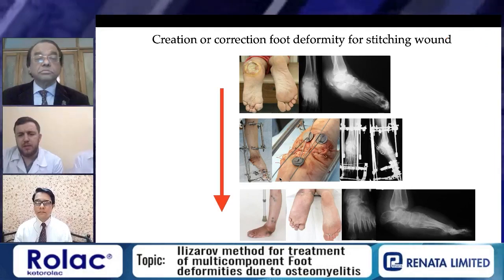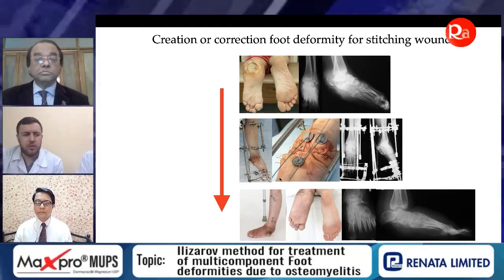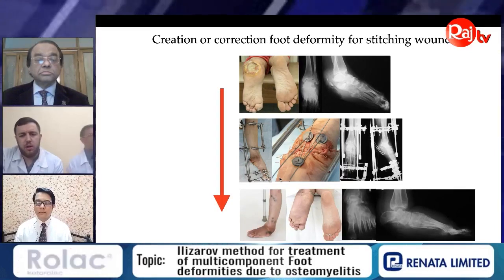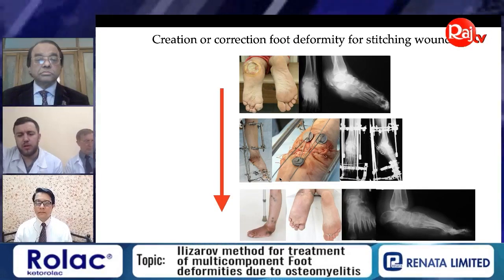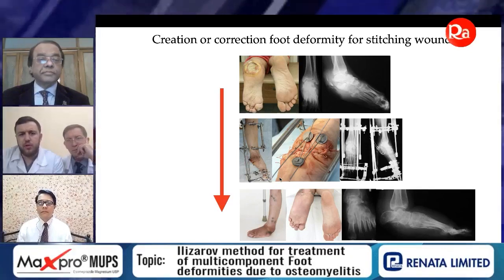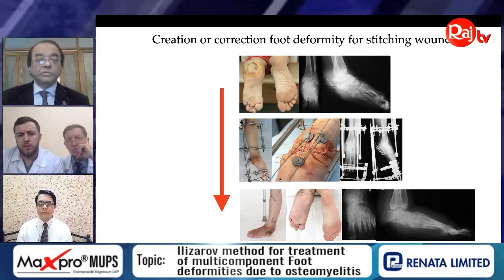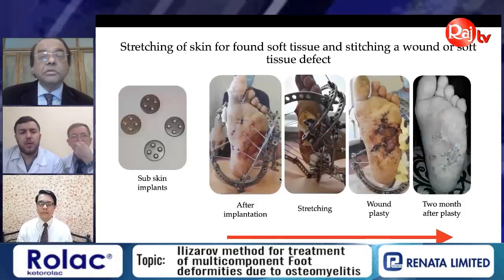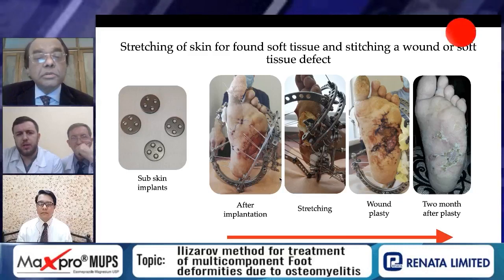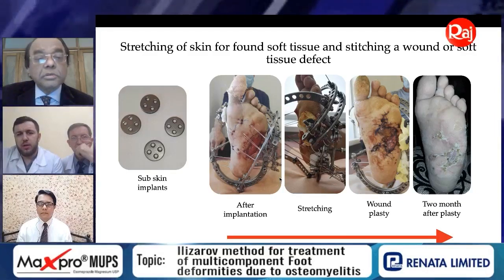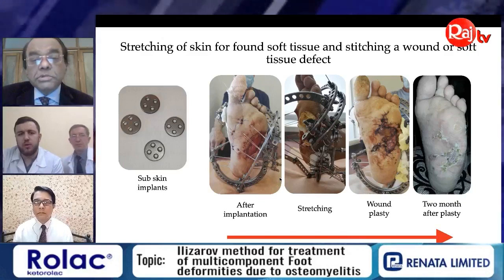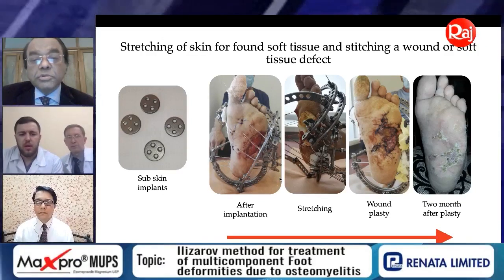And after that, after healing soft tissue, after healing the wound, we gradually made a correction of the deformity, and later I will show the case with more details. So, stretching of the skin for wound soft tissue stitching, for a wound or soft tissue defect.